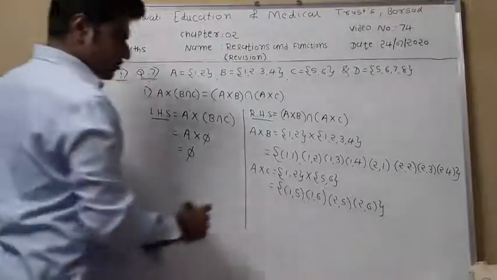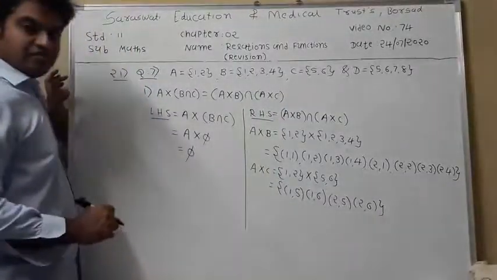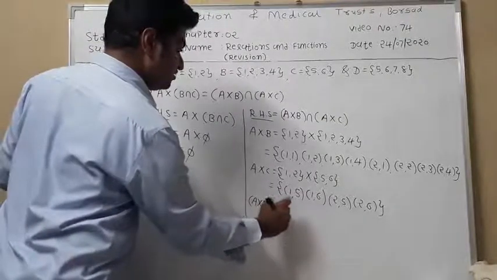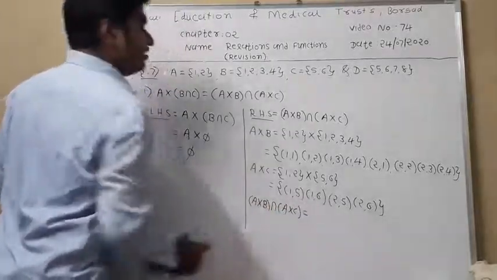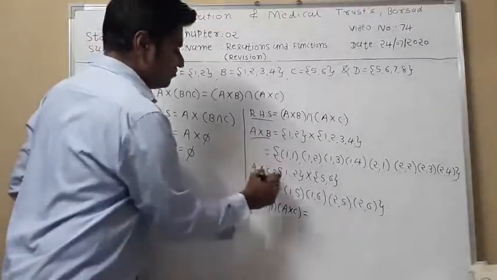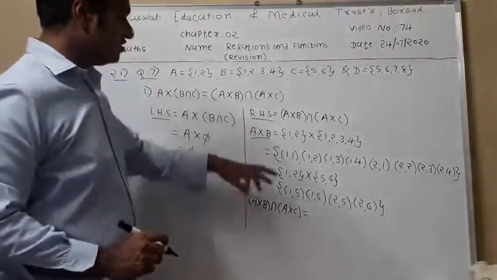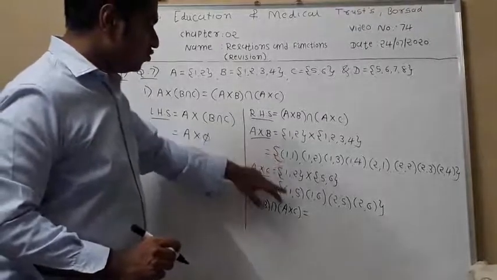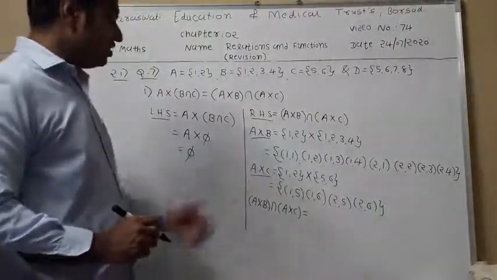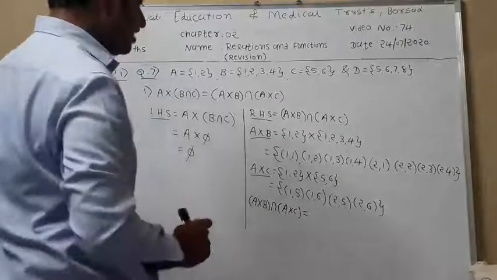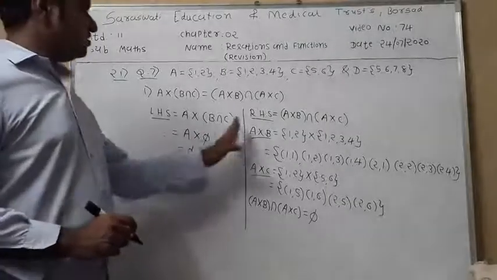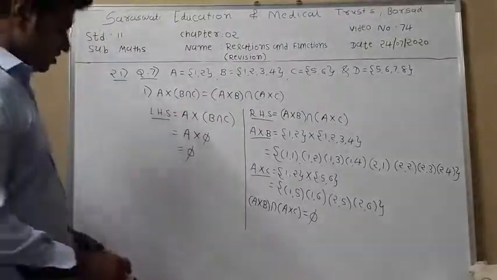Now our question is to find (A × B) ∩ (A × C). Intersection means which ordered pairs are common in both sets A × B and A × C. Here no ordered pair is common in both sets. So (A × B) ∩ (A × C) is the null set. Now LHS equals RHS, so we can say this condition is proved.